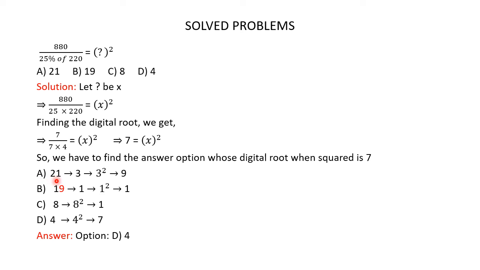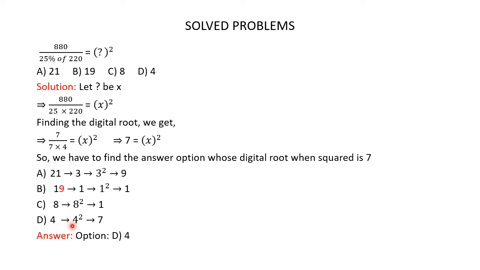Option A is 21. So 2 plus 1 is 3 and 3 squared is 9. So 9 is the digital root here. Option B is 19. You can ignore the 9 here. So you get 1 as the digital root and 1 squared is 1. So 1 is the digital root here. Option C is 8. 8 squared is 64 and 6 plus 4 is 10 and 1 plus 0 is 1. So 1 is the digital root here.